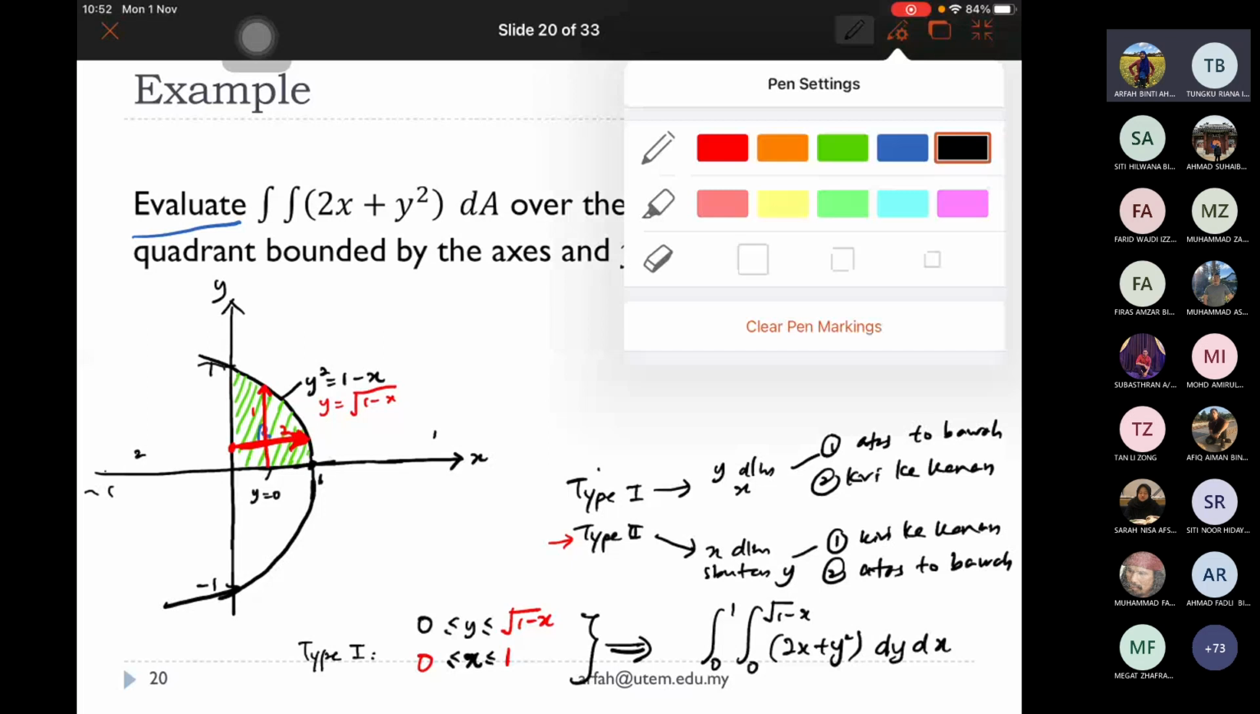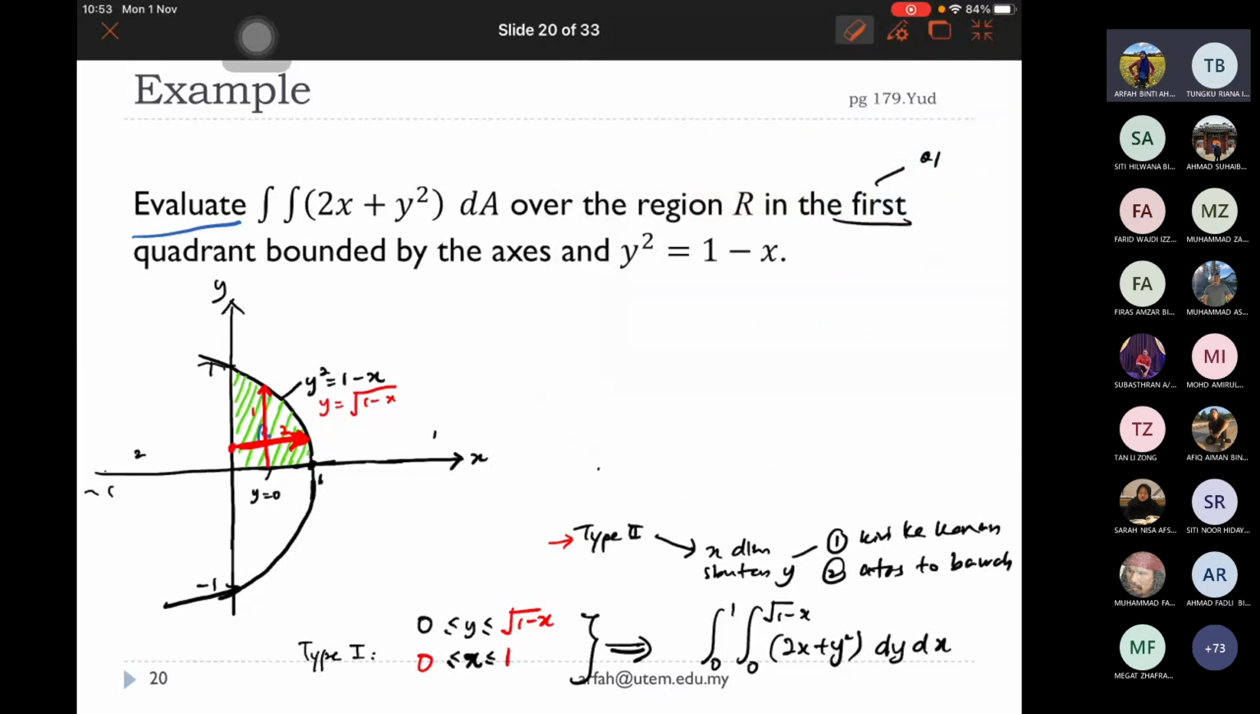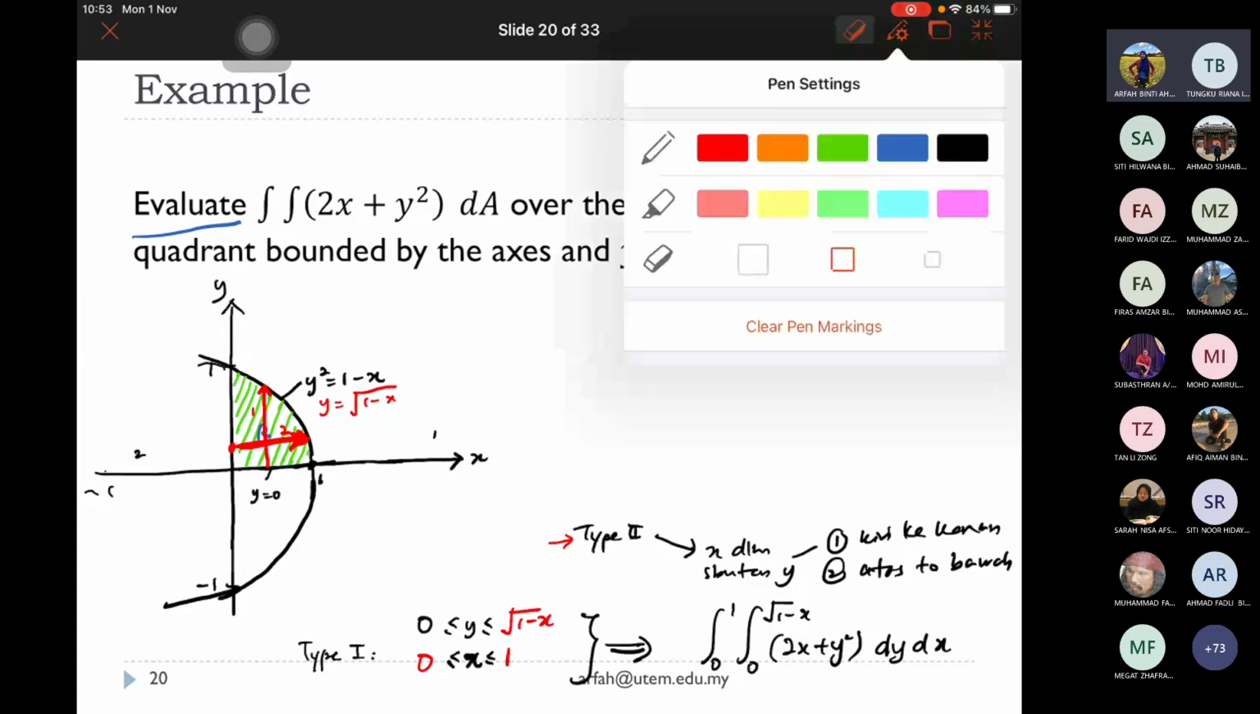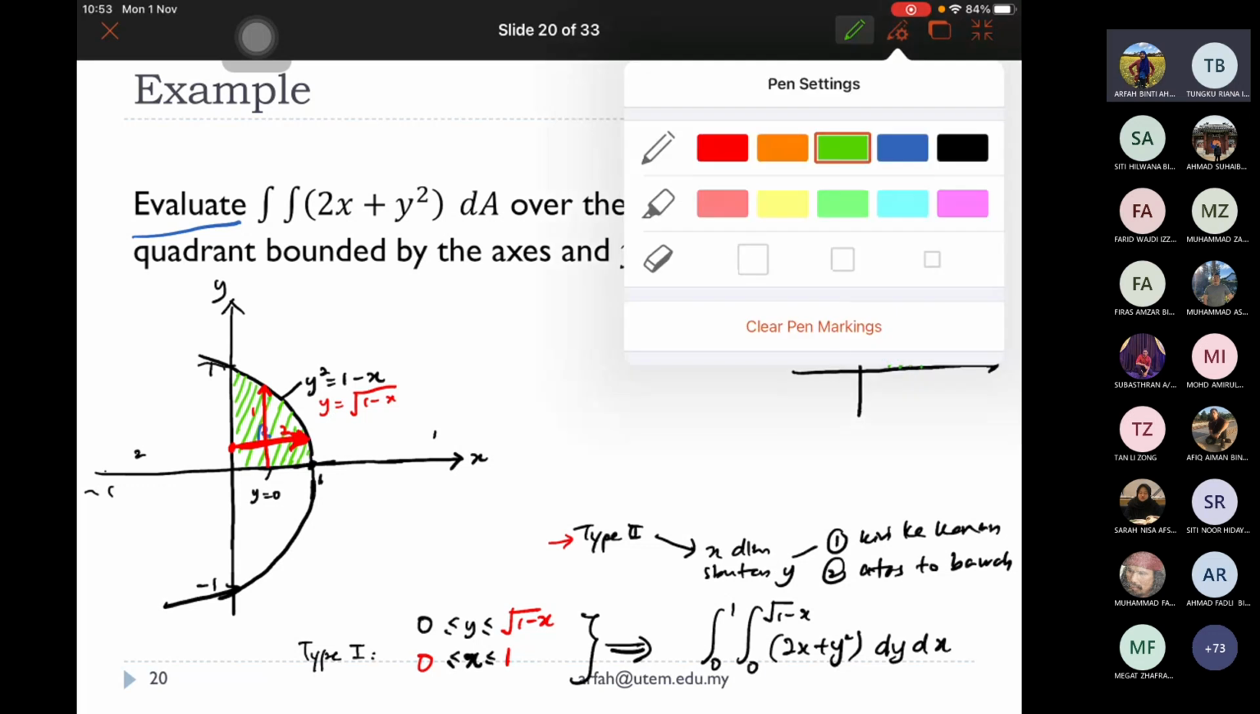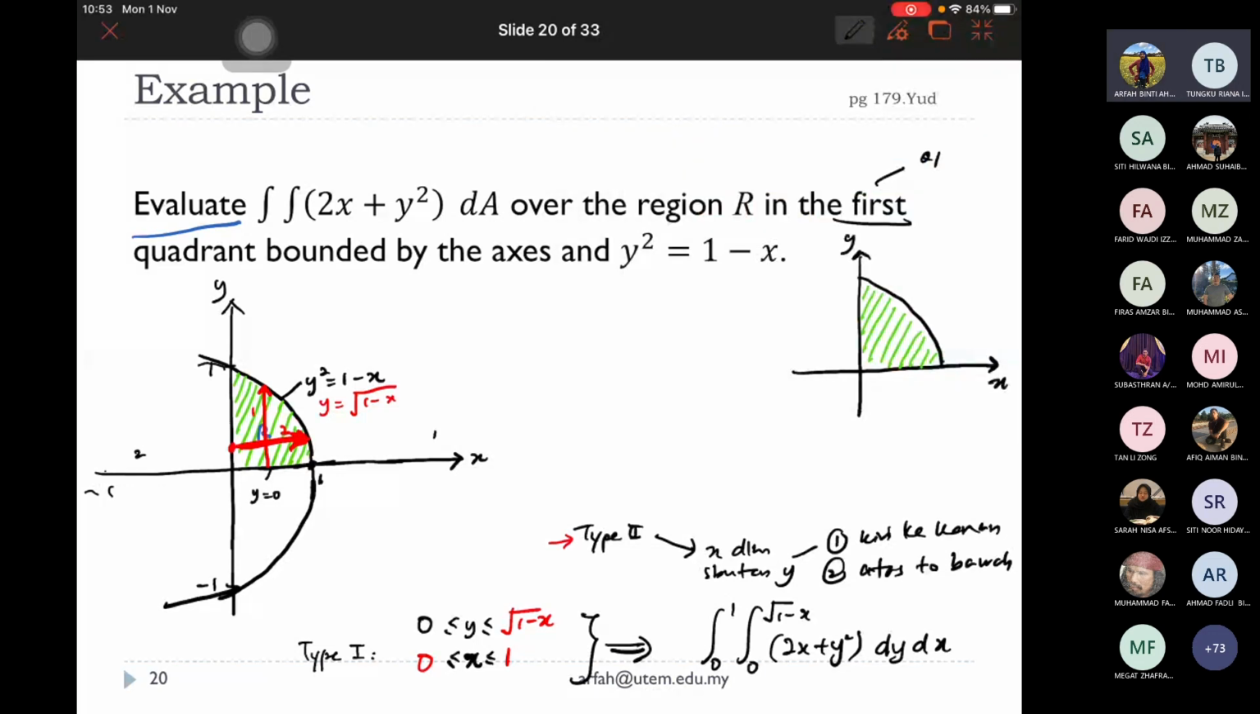So kita tentukan pula untuk type 2. Untuk type 2 menggunakan rajah yang sama. So this one, this is your rajah here. Cuma in this rajah, this is your X, this is your Y. So daripada sini awak ada garisan dia sama juga. Y kuasa 2 sama dengan 1 tolak X dan ini pula garisan Y sama dengan 0.